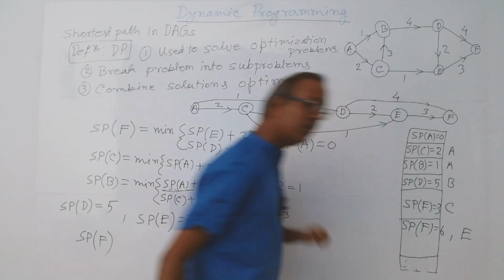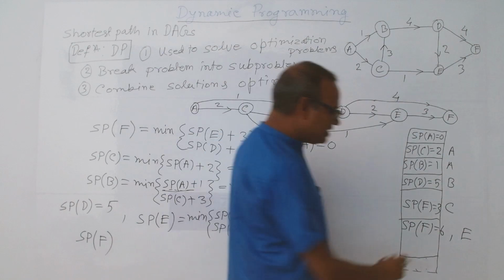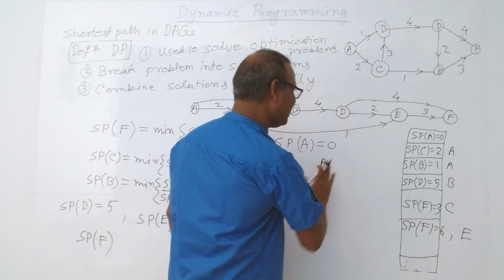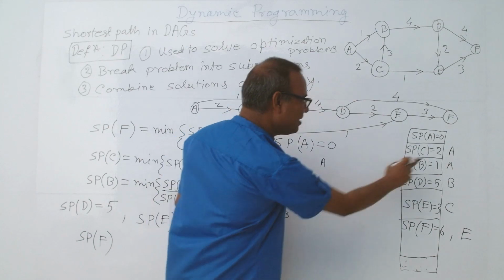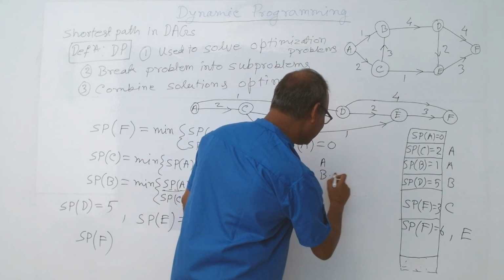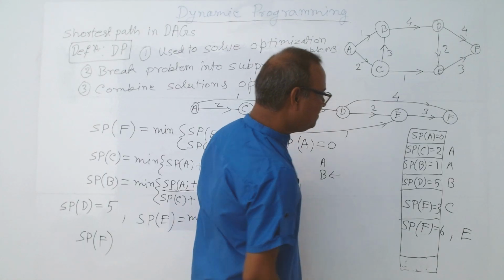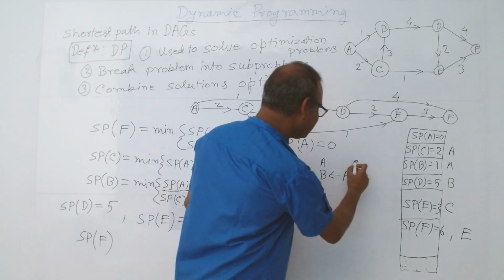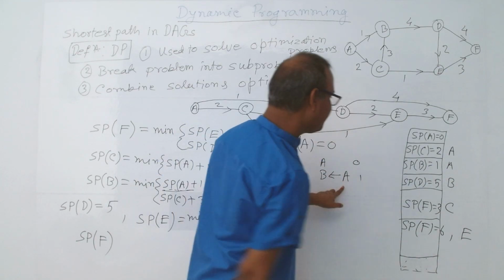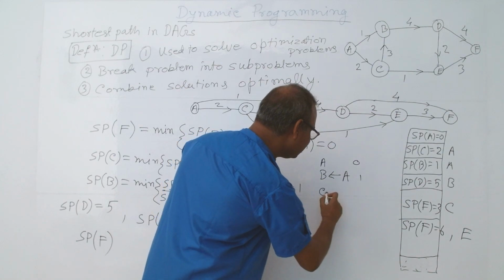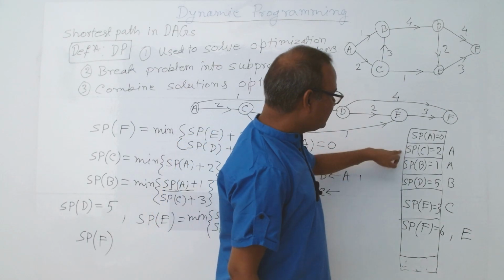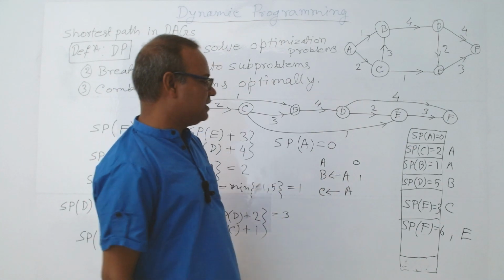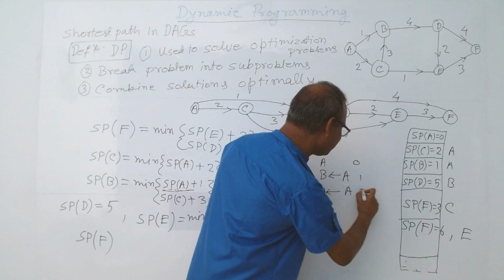Okay, now we got the path for everyone. Let's write the path for all. A has no path, A is itself. B can be reached from A. Where is SP at B? It can be reached from A. The minimum cost here is 0. B to A is cost 1. And C will also be reached from A. The path is AC, and this path is AB here. The cost of C is 2. We already computed that.